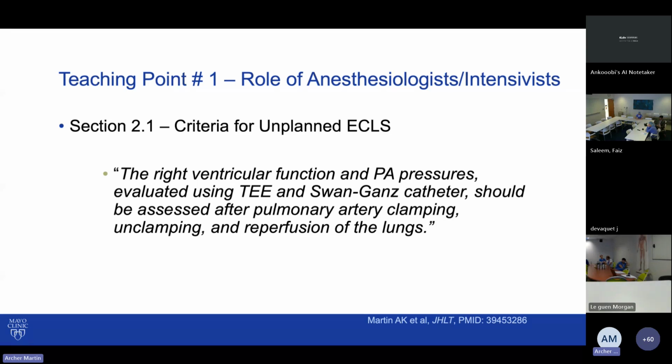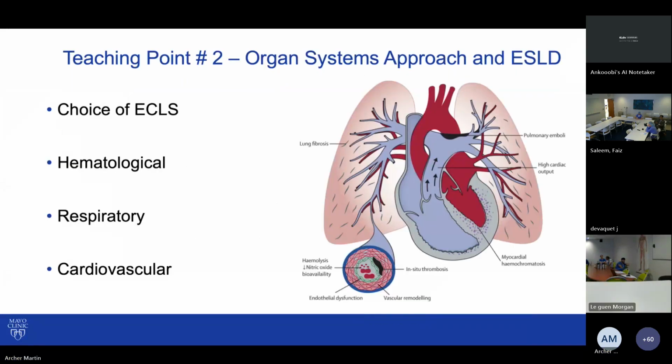build a case for the various aspects that will guide the multidisciplinary team to determine whether or not we use ECLS in the case. In this case, for unplanned ECLS, that call needs to be made by us in conjunction with the surgical team. So teaching point number 1 focused on our role as anesthesiologists and intensivists. Our role within ECLS and lung transplant is not just in the operating room, it's not just post-operatively, but it starts at the pre-surgical planning.